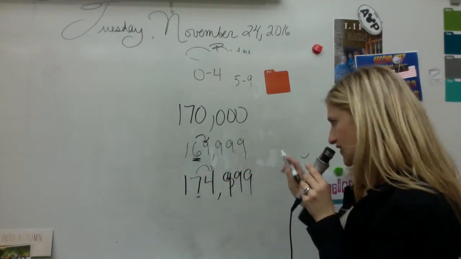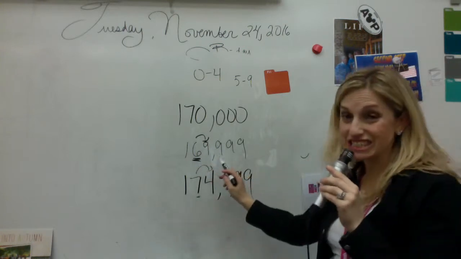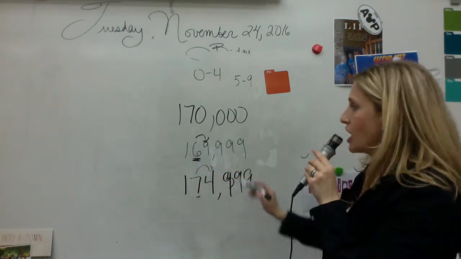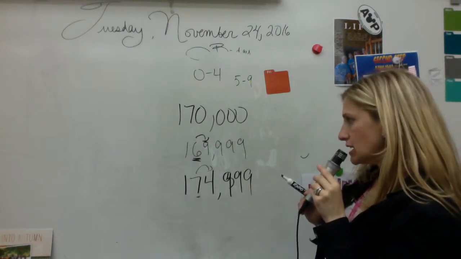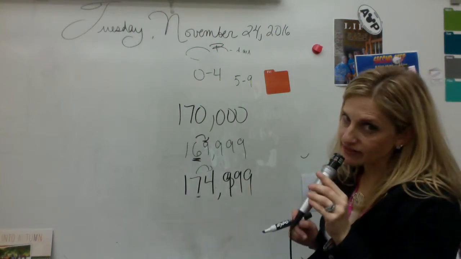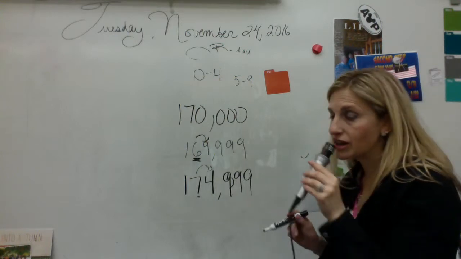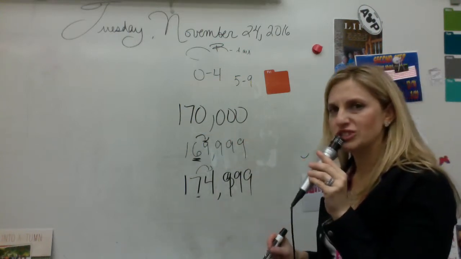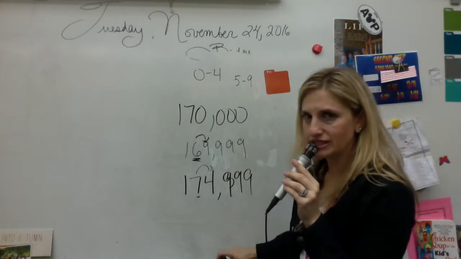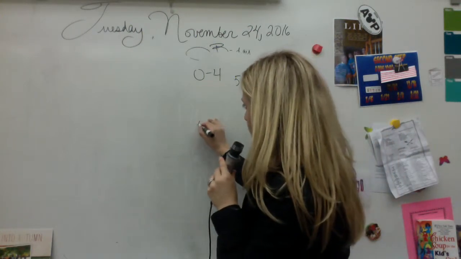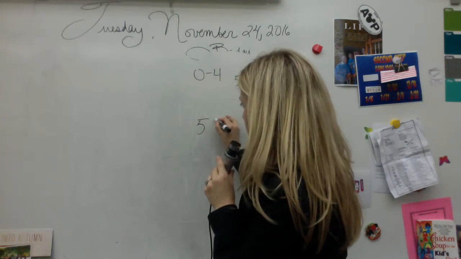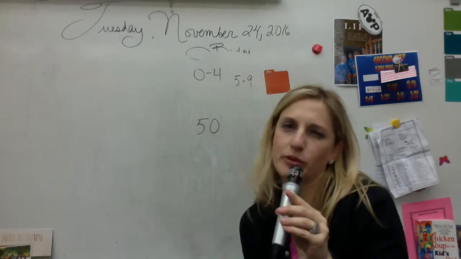So any number, like 169,999, 174,999, or 171,999, would all round to 170,000. Let's keep these numbers a little simpler. Let's keep it real.